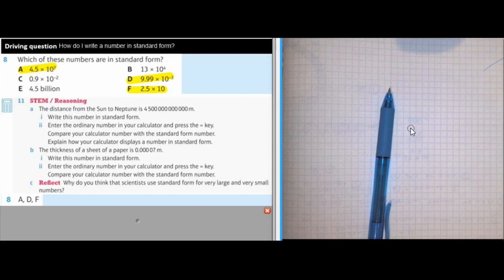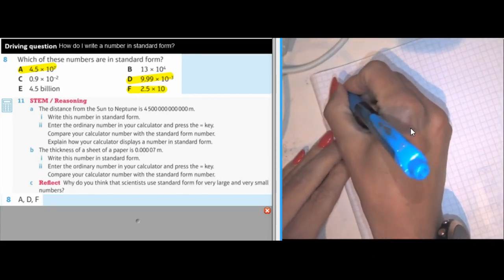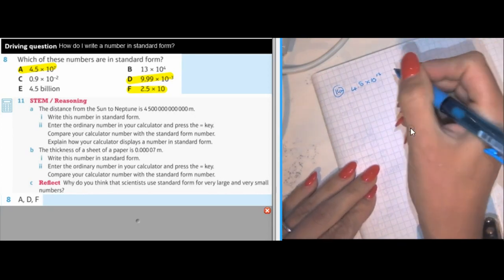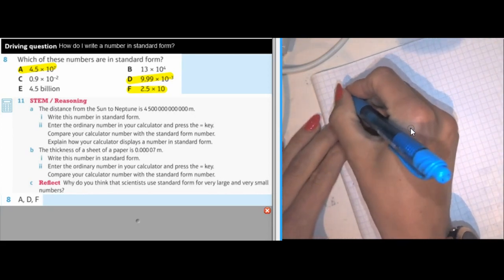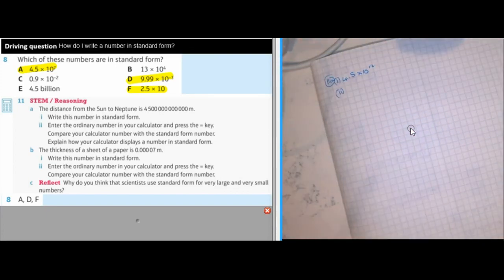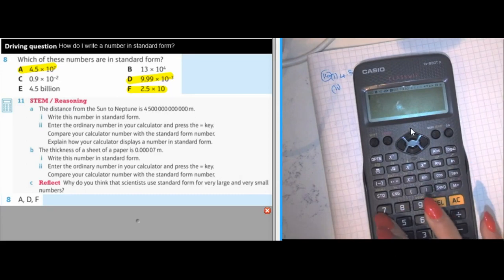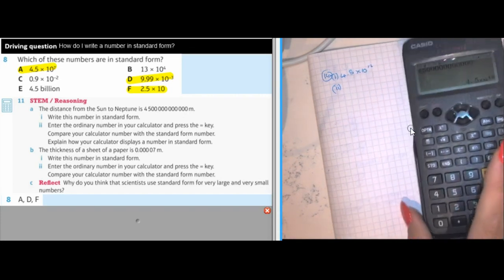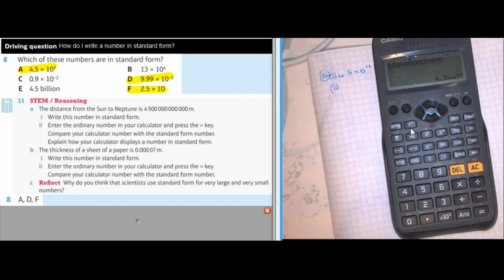Question 11. The distance from the Sun to Neptune is 4,500,000,000,000 meters. Write this in standard form. So for 11a, the answer would be 4.5 multiplied by 10 to the power of 12. That was part 1. Part 2. Enter the ordinary number in your calculator and press the equals key. Compare your calculator number with the standard form number. Explain how your calculator displays a number in standard form. Well, it's pretty much exactly the same as how I've written it there.